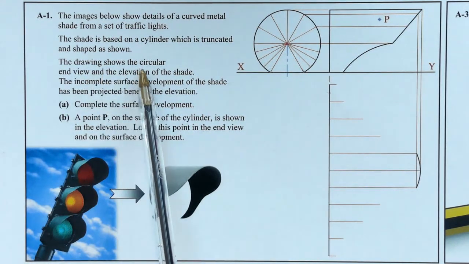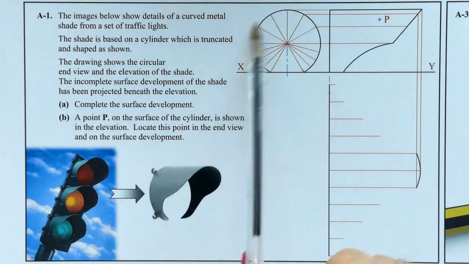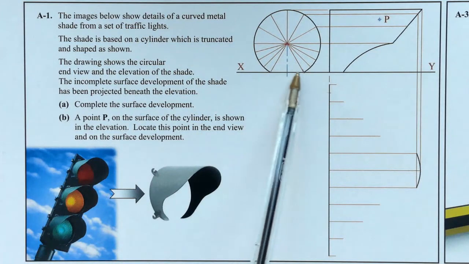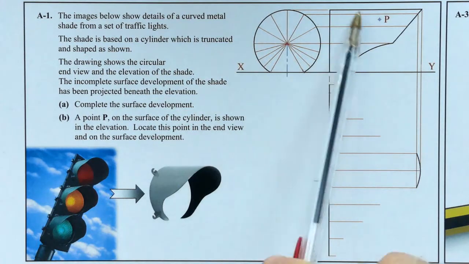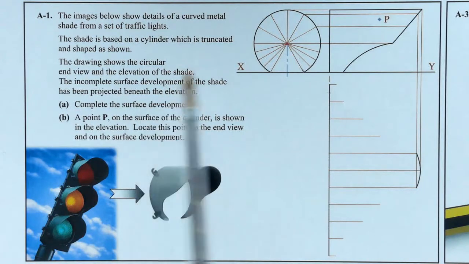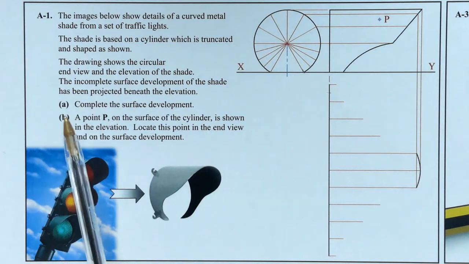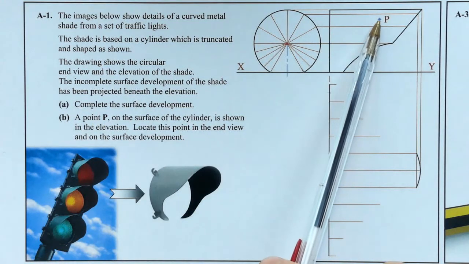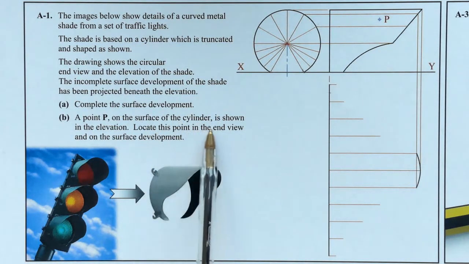It says the drawing shows the circular end view. So we can see the end view over here, and you can see the bottom of it, so it's not a full circle, that's the portion that's taken out at the bottom. And we've got the elevation of the shade as well. The incomplete surface development of the shade has been projected beneath the elevation, so I assume we're going to have to complete this. So part A, complete the surface development, and then part B, a point P on the surface of the cylinder is shown in the elevation. Locate this point in the end view and on the surface development. I'm going to tackle part A first, the surface development.